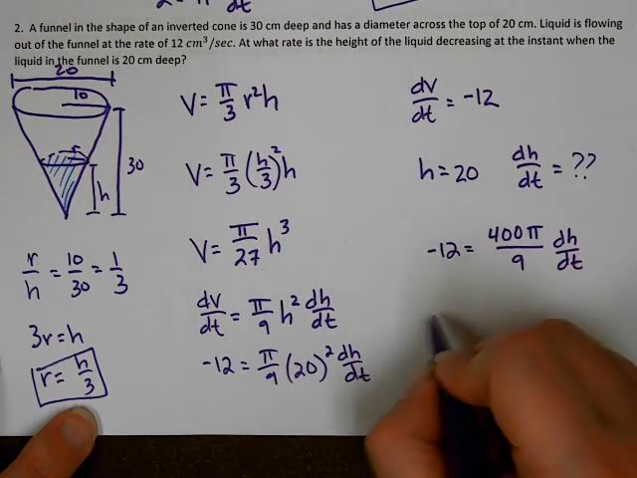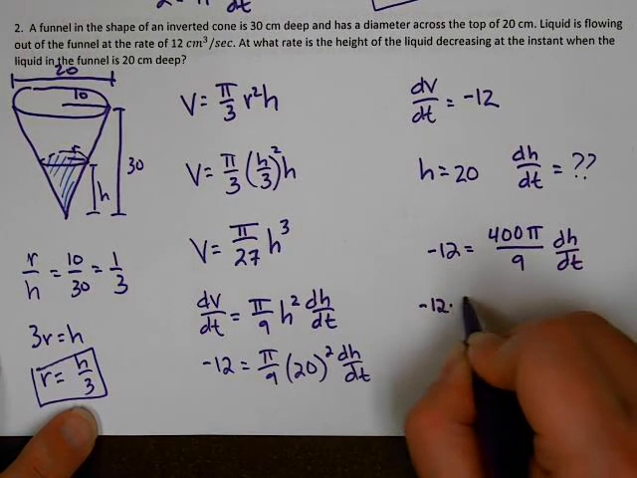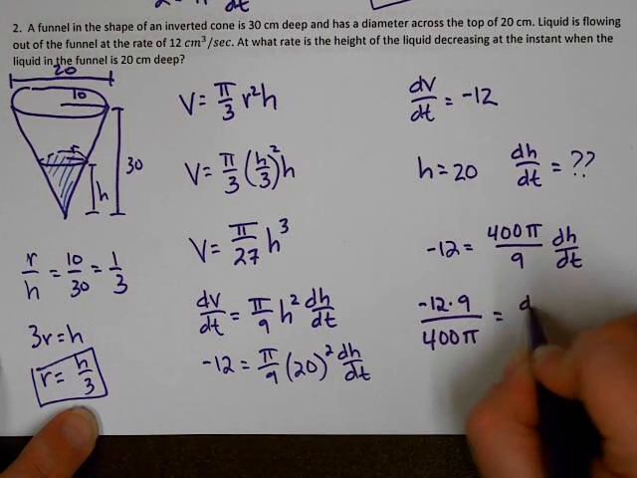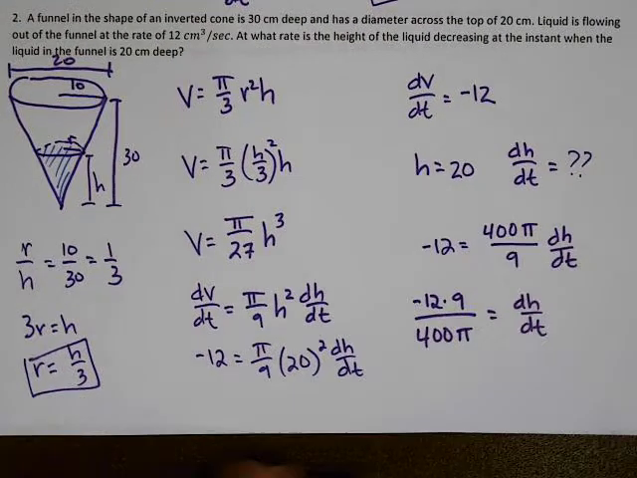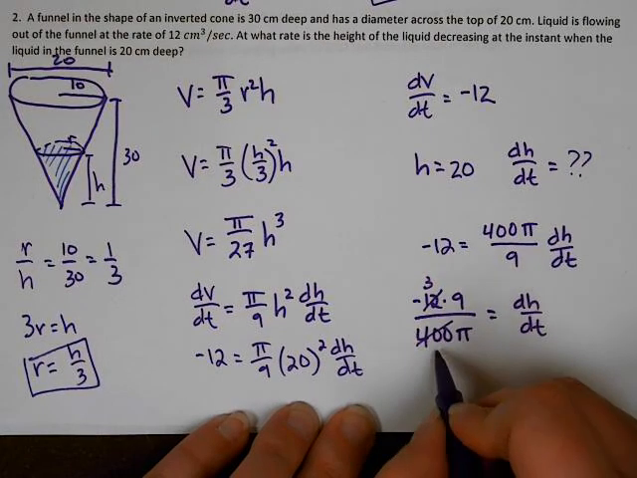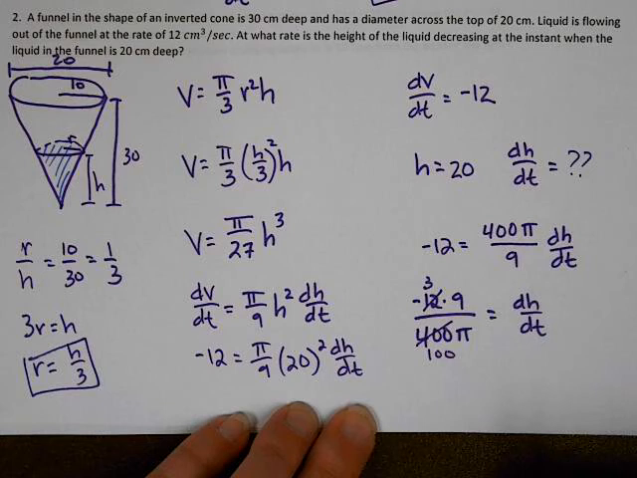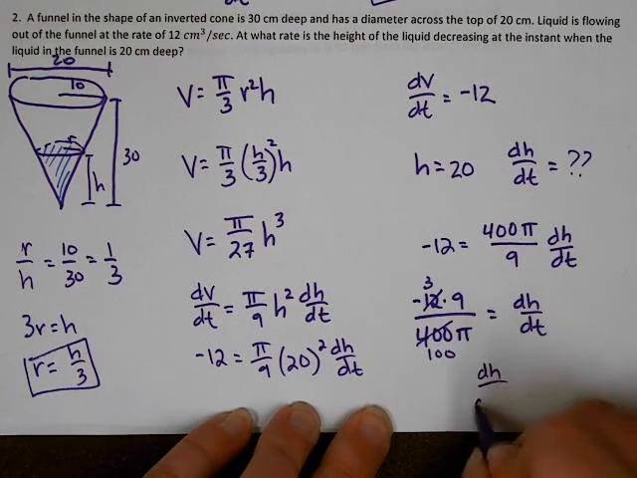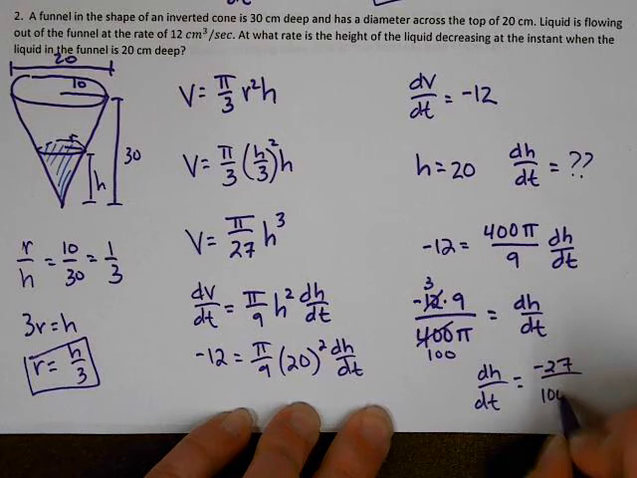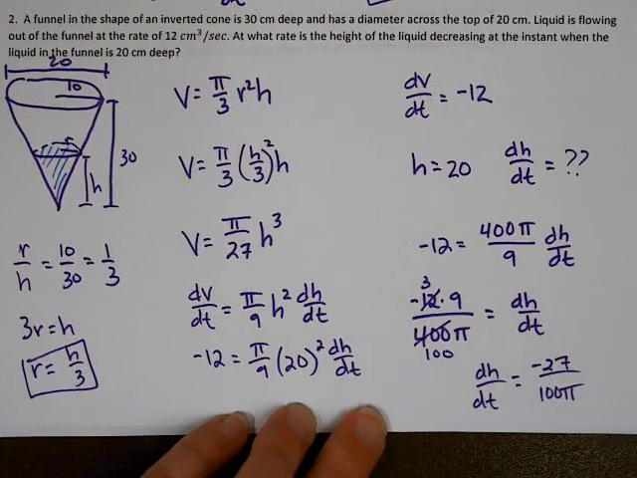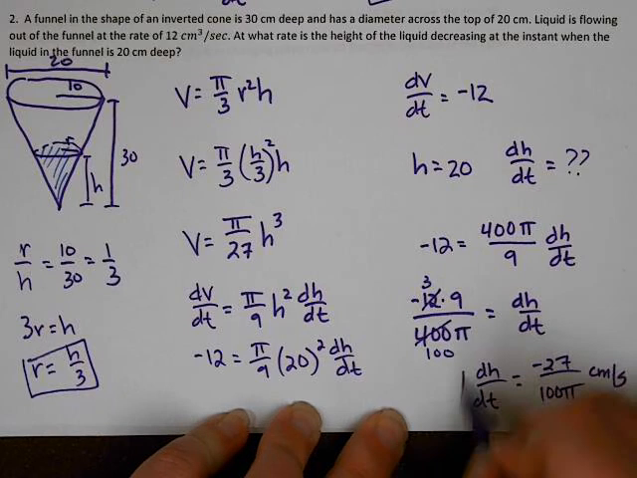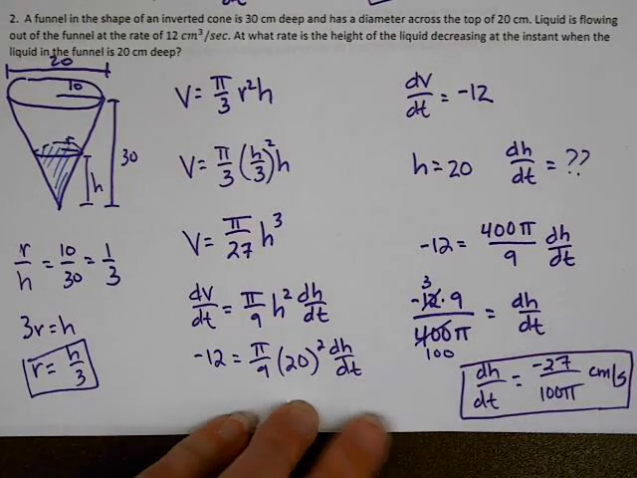And if we multiply by the reciprocal, we'd have negative 12 times 9 over 400 pi is equal to dh/dt. And we know that we can take a 4 out of there and make that a 3, take a 4 out of there and make it a 100. So we would have that dh/dt is equal to negative 27 over 100 pi. And then we need our units, let's see, centimeters per second. So that is our final answer right there.